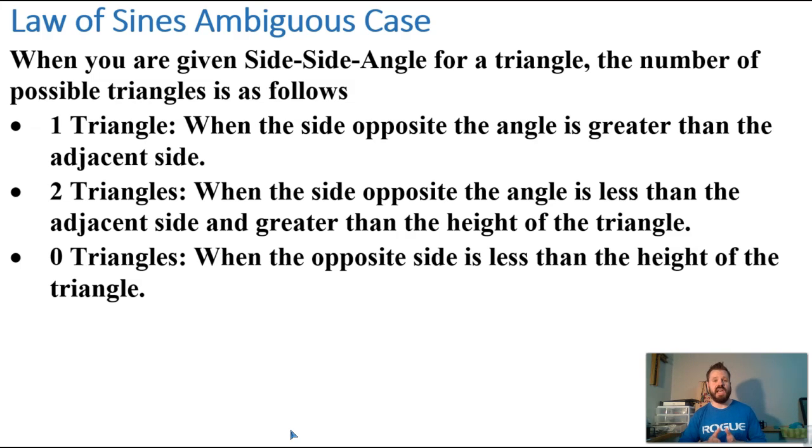When we have the side-side-angle for a triangle, there is one triangle when the side opposite the angle is greater than the adjacent side, two triangles when the side opposite the angle is less than the adjacent side and still greater than the height, and zero triangles when the opposite side is less than the height of the triangle.